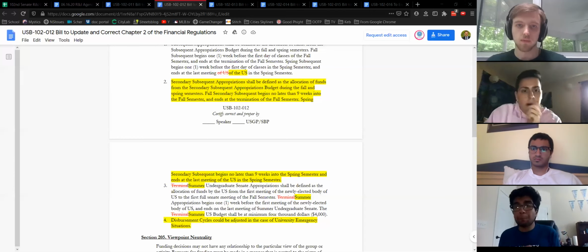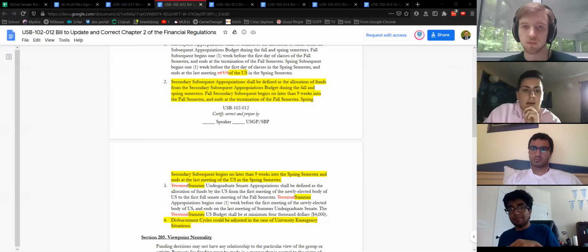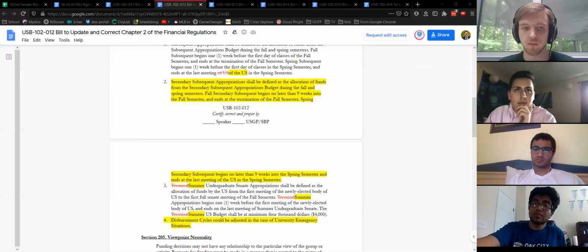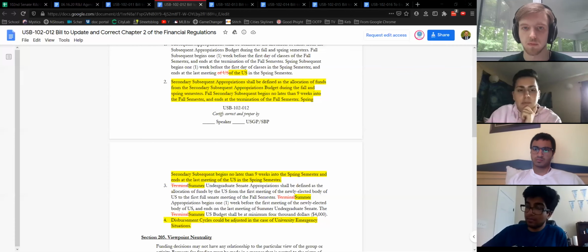I don't know specifically what language we would put in or where we would put it, but I'm in favor of putting in language to ensure that you're not applying for both funding cycles, because I think that can really detract from funding opportunities for a diverse range of student organizations.